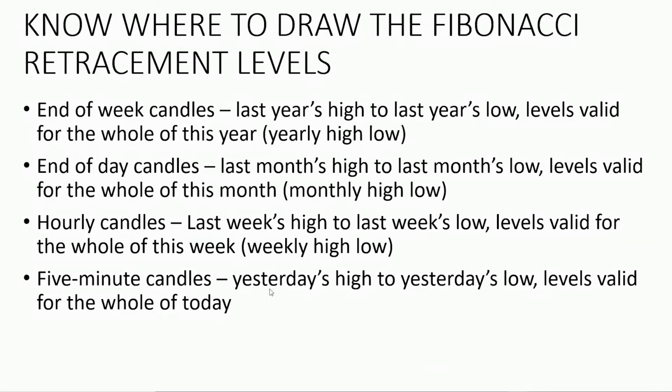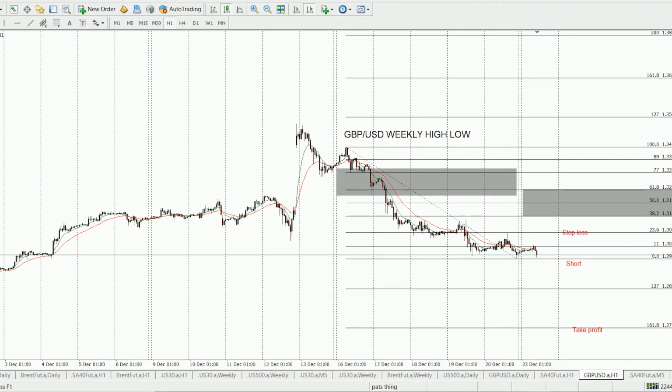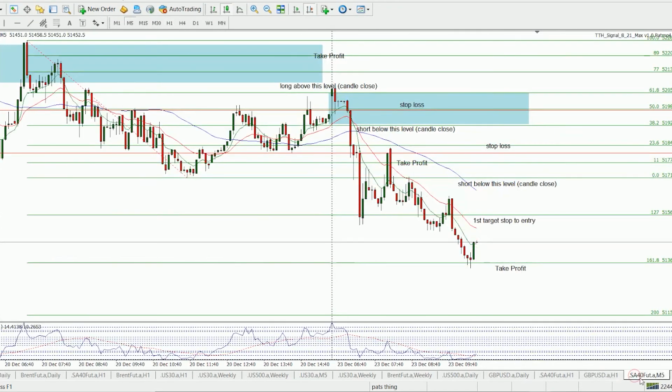5-minute candles is simply yesterday's high to yesterday's low, and the levels are valid for the day. So Friday's high to Friday's low gives us our levels for Monday. There's the break of the 38.2 with a target of 11, then again a break of the 0, target 161.8. We've just bounced off that level.